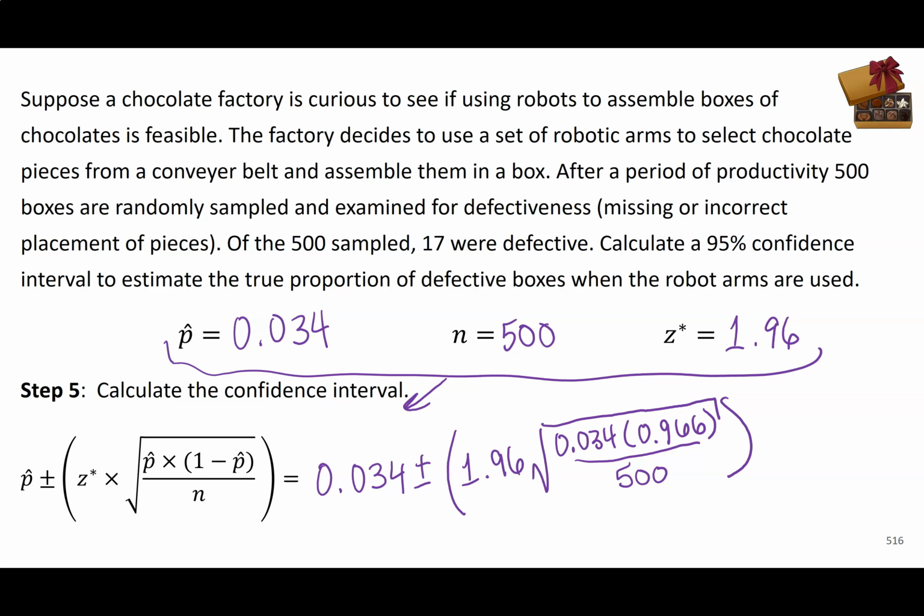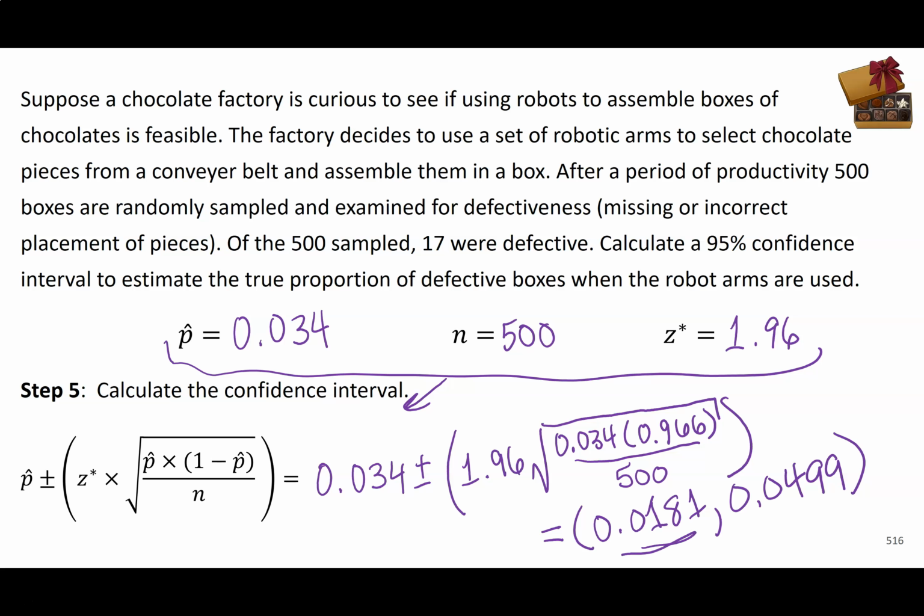And I'm going to round just a little bit here, because I think this right here ends up being like 0.0159 after you round a little bit. End up getting 0.0181 to 0.0499. And remember, there aren't units, so I don't need to add those.